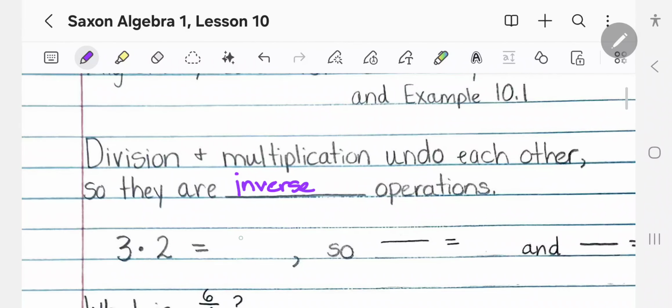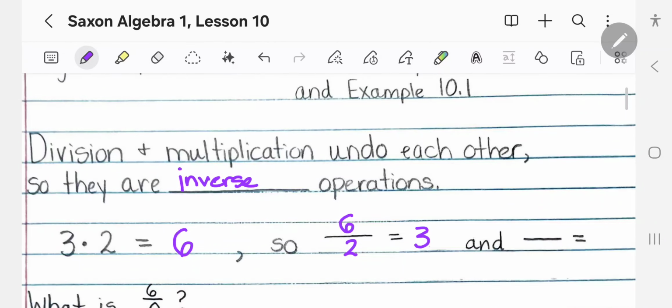Here's some examples. 3 times 2 is equal to 6, so that means we can rewrite that same multiplication fact as a division. 6 divided by 2 is equal to 3. We could also rewrite it as 6 divided by 3 is equal to 2. Okay? Now, you can notice some things here. If you multiply this number that we're dividing by times this answer, you should get this number. Okay? Multiply this times this, and you get this, right?